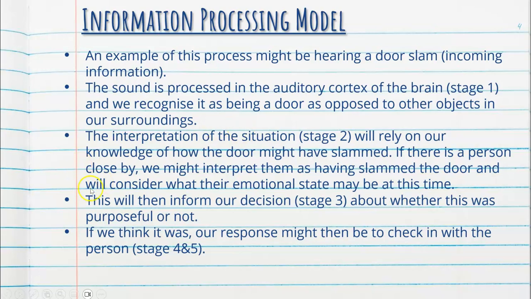If there is a person close by, we might interpret them as having slammed the door, and we'll consider what their emotional state may be at this time. This will then inform our decision, stage 3, about whether this was purposeful or whether it was an accident, for example. If we think it was purposeful, we might check in with the person to make sure that they're okay, because when we slam doors, it's usually in response to something quite emotional, for example, anger or fear.